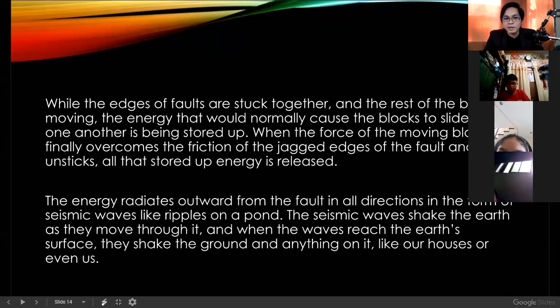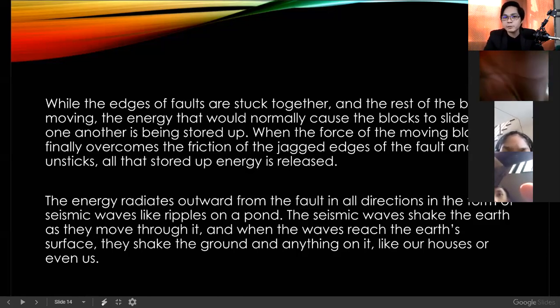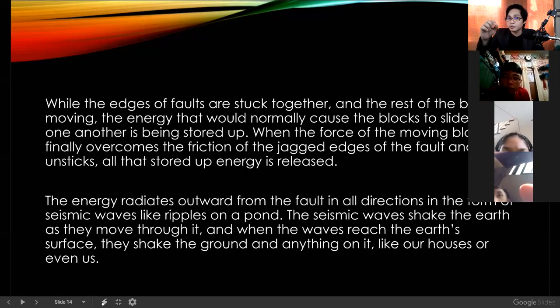The energy radiates outward from the fault in all directions in the form of seismic waves. Okay, there it is. The terminology is there. Please take down notes. Seismic waves, like ripples on a pond. Have you tried rippling a pond? For example, you drop a stone in the pond and you can see the ripple effect. Yes, that is one way also.